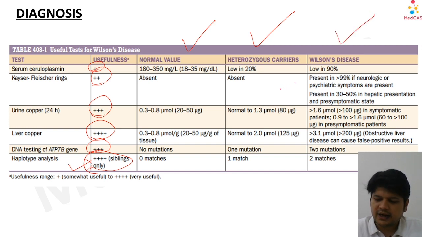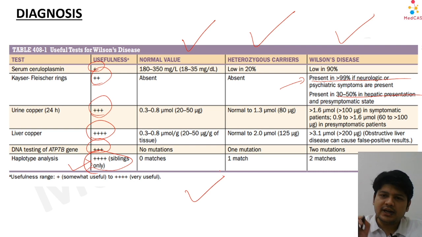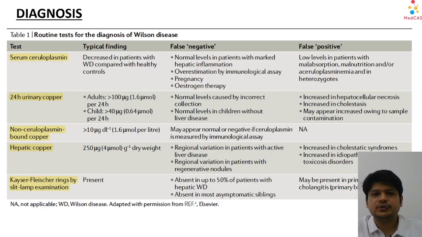Again, the repeat of fact, the KF ring is present in more than 99% of the neurological feature or neuropsychiatric Wilson, while 30 to 50% of the hepatic presentation, right? So these are the thing, and this is the table I know where it is in my practice. Okay, because this will really help you how you are going to send investigation, what investigation you are going to send and how you are going to interpret it. So we'll just add little more information to this.